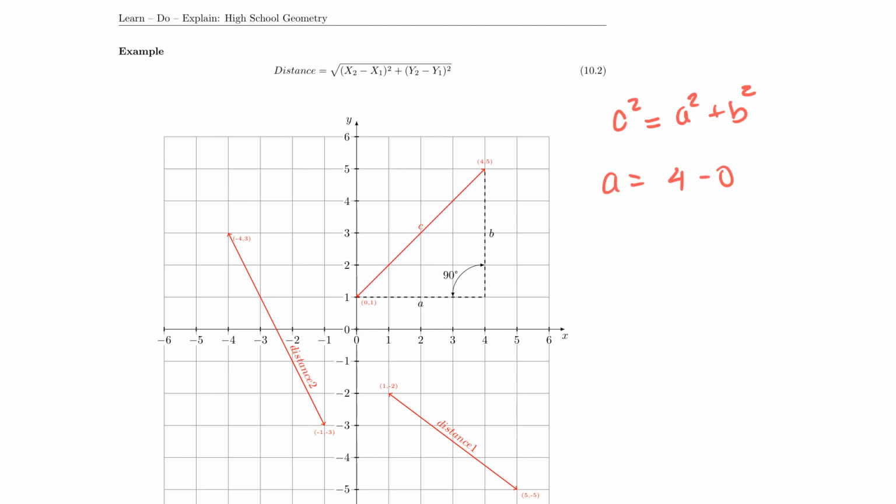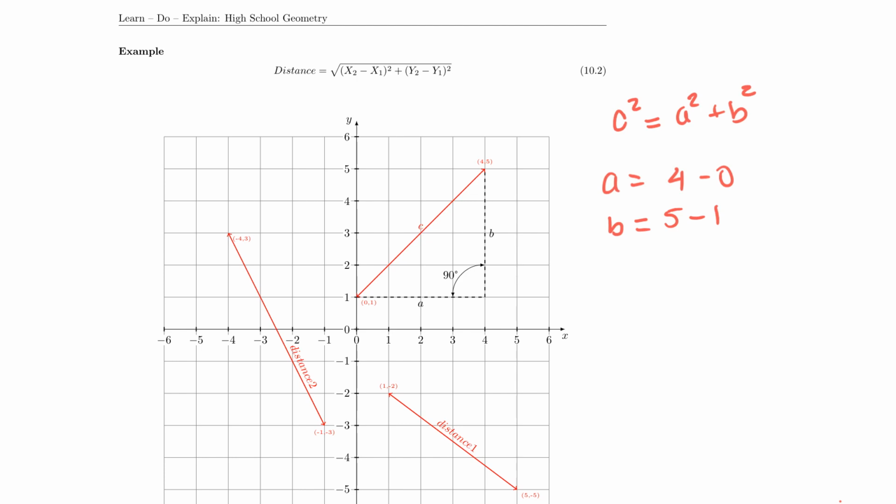How do we calculate b? Well, b is the same process, but now using the y coordinate. How many steps do I have to go vertically from this point to this point? We go 1, 2, 3, and 4. We could also say 5, which is the y coordinate of this point, minus 1, which is the y coordinate of this point. So 5 minus 1 gives the 4 steps required to go from one point to another.